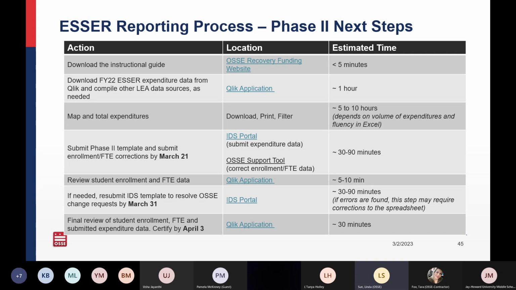After that, oh, I think that's a little bit out of order. The review should have gone first. All right, then submit the template and submit changes to your enrollment FTE data. If you need to make any changes to your IDS information, your expenditure information, anything like that, that will need to be resolved by March 31st. And then the final certification will happen on April 3rd.